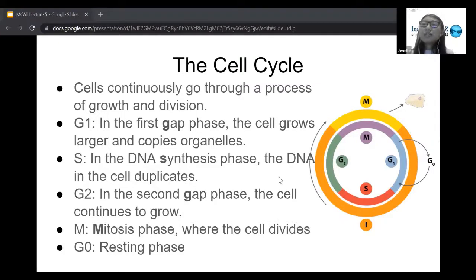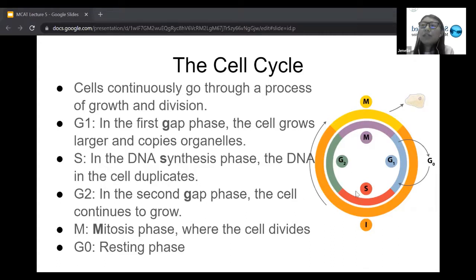The next phase, S phase, is where DNA synthesis takes place, and the amount of DNA is doubled in the cell. For the purposes of this presentation, I won't go in depth about how DNA replication occurs because we will be going through the process of DNA replication more in depth in a future biology lecture. But for now, we just know that the DNA has doubled in the S phase, right?